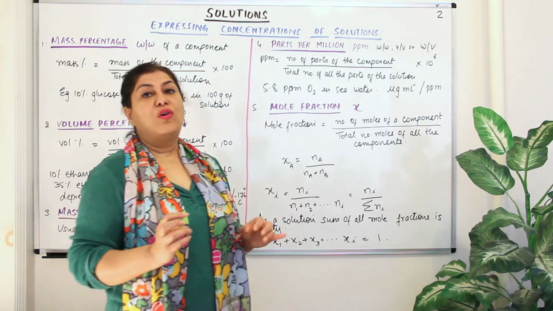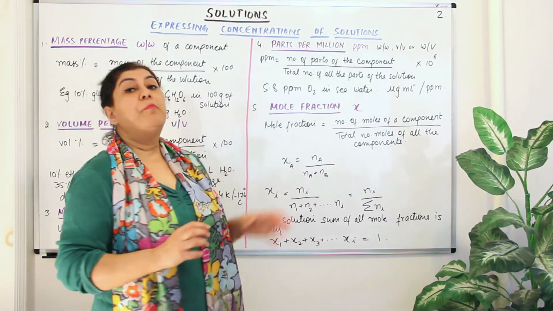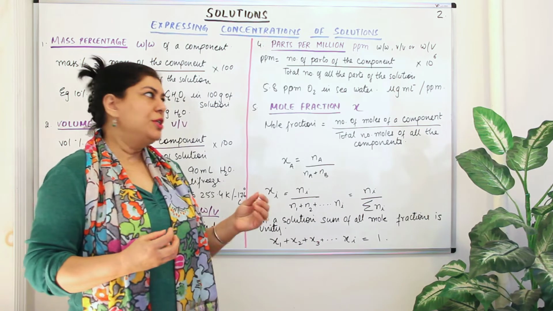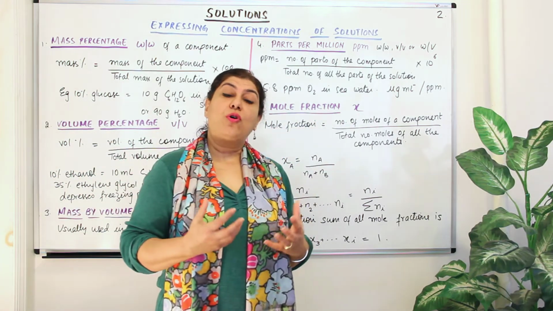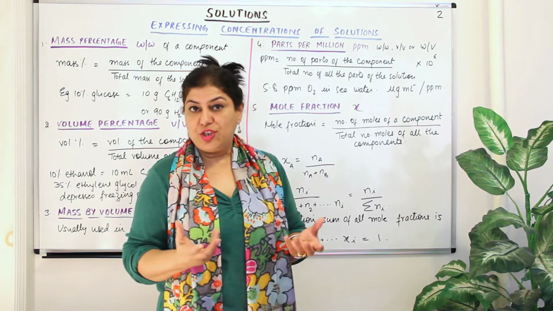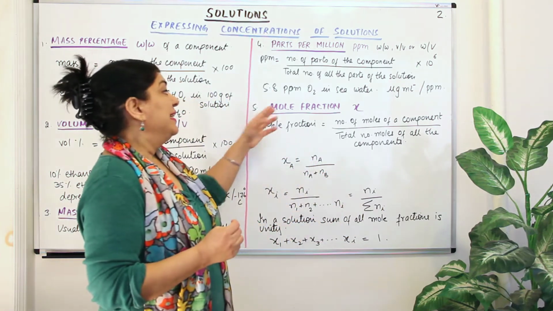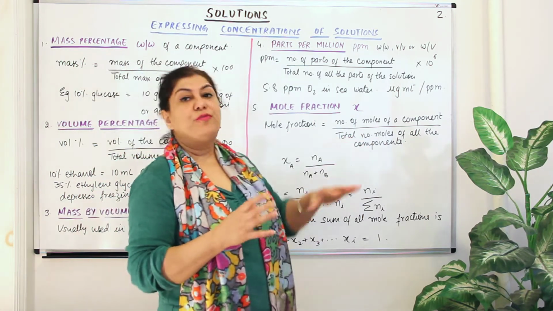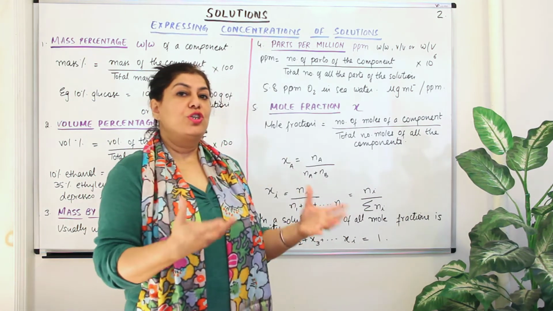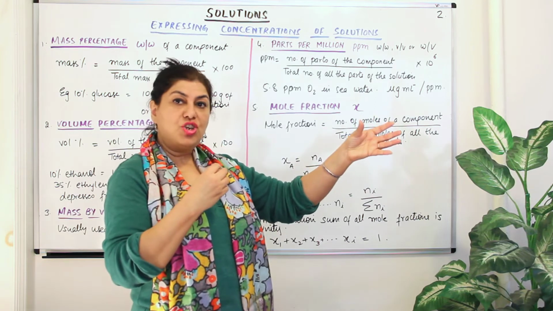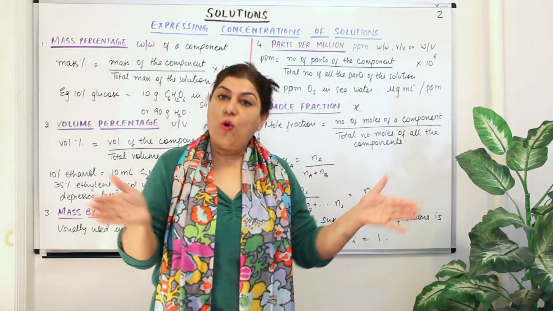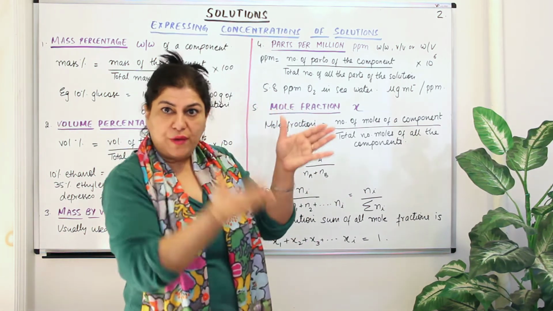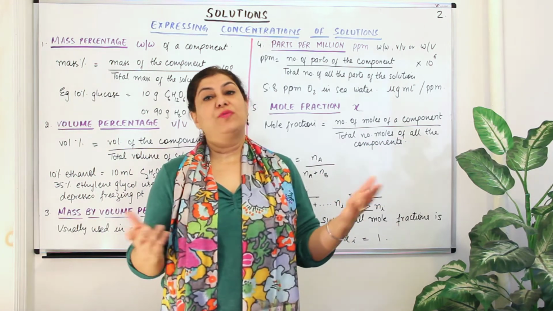The fifth method of reporting the concentration of a solution is mole fraction. Now, since we are talking of chemistry, we usually report things not in terms of grams or volume. We may like to talk in terms of moles. So mole fraction, as you've already studied in class 11, is the number of moles of one component, that is the solute, let us say, divided by the total number of moles of all the components. If the solution is not binary, it is tertiary or has a larger number of components, then the number of moles of that component whose mole fraction you want to find out divided by the total number of moles of all the components will give you the mole fraction.